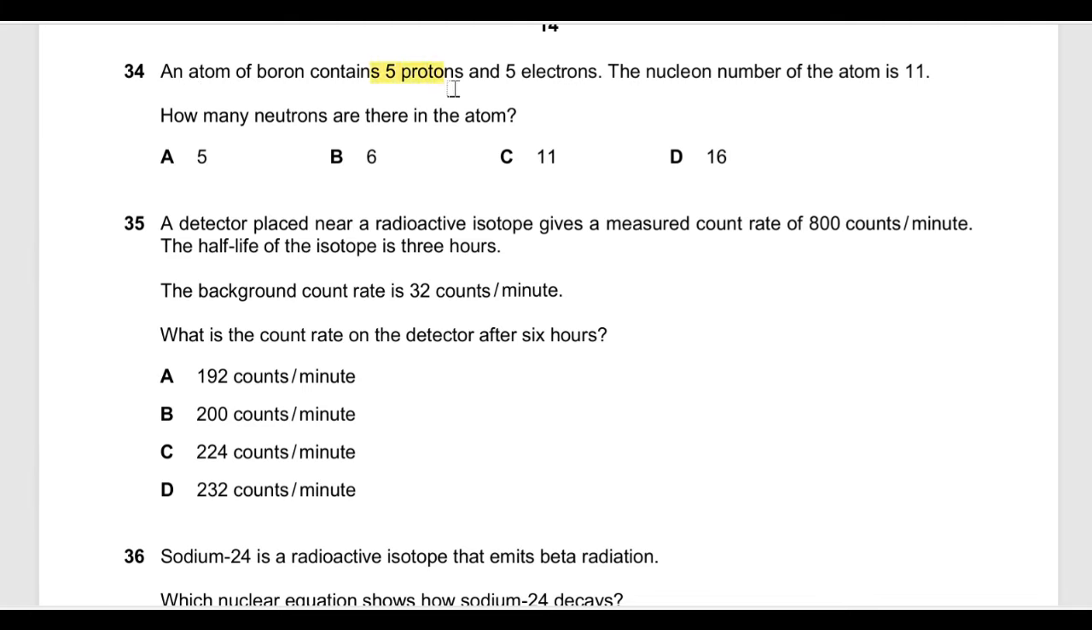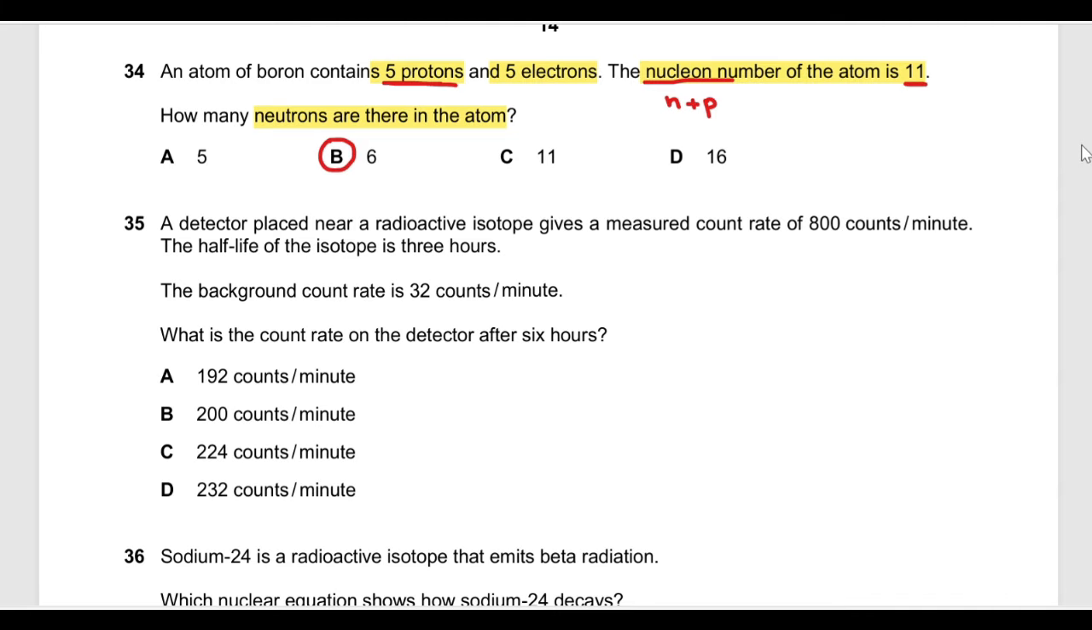34 says an atom of boron contains 5 protons and 5 electrons. The nucleon number of the atom is 11. How many neutrons are there in the atom? The nucleon number represents the number of neutrons and the number of protons in an atom. So if out of 11 nucleon number, the number of protons is 5, that means the remaining 6 are the number of neutrons.